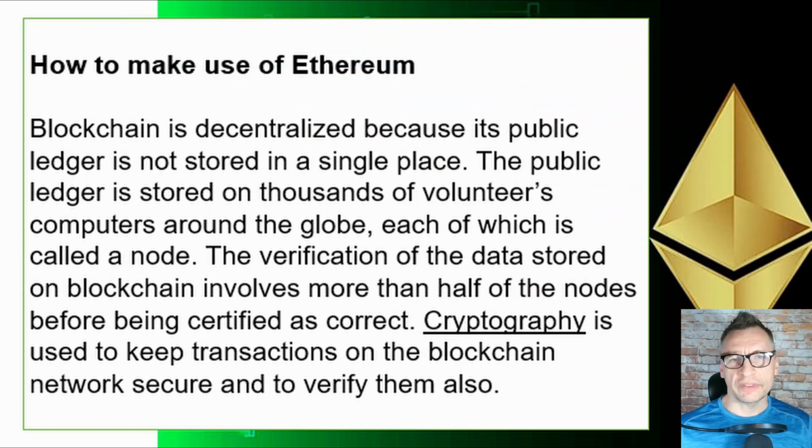How to make use of Ethereum. Blockchain is decentralized because its public ledger is not stored in a single place. The public ledger is stored on thousands of volunteers' computers around the globe, each of which is called a node. The verification of the data stored on blockchain involves more than half of the nodes before being certified as correct. Cryptography is used to keep transactions on the blockchain network secure and to verify them also.